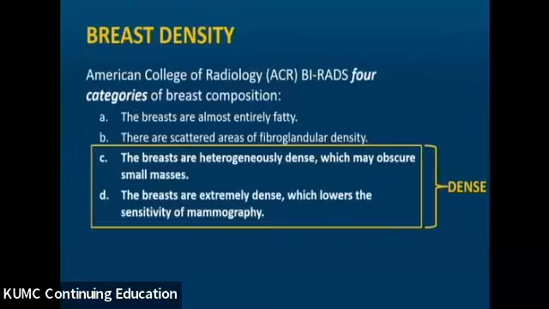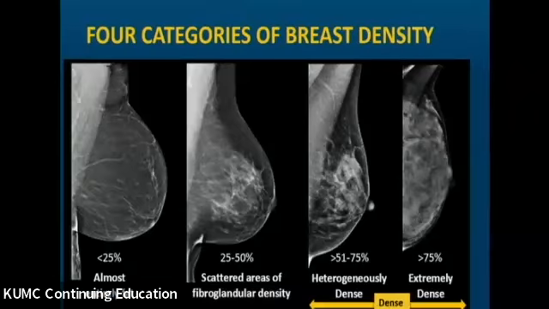Categories C and D, these are the dense categories, heterogeneously dense and extremely dense. This slide nicely illustrates the mammographic appearance of the four different breast density categories. As you can see, breast density is divided into quartiles based on the amount of fibroglandular tissue within a patient's breast. The two dense categories are on the right-hand side of the screen, the heterogeneously dense and extremely dense breast, and these have greater than 50% fibroglandular tissue.